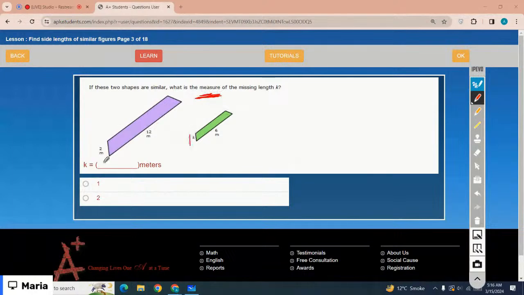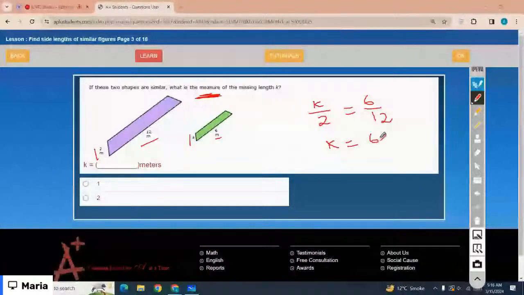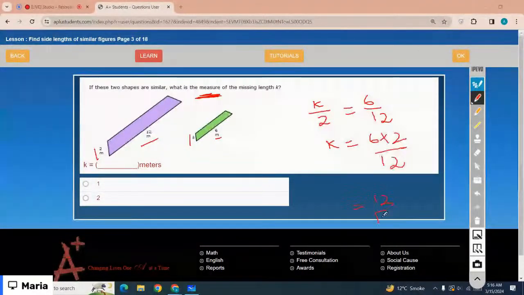Okay, you have K and 2. So that is K divided by 2, then 6 divided by 12. So just cross multiply. K equals 6 times 2 divided by 12. 6 times 2 is 12 and 12 divided by 12 is 1. So the correct option is 1.